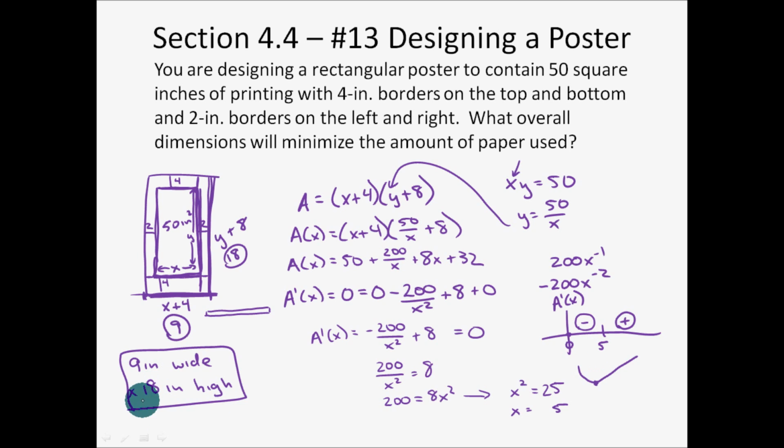Okay, so the dimensions that go along with that critical point are going to give us the dimensions that will minimize the amount of paper used.